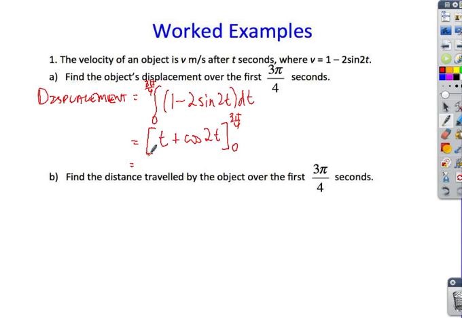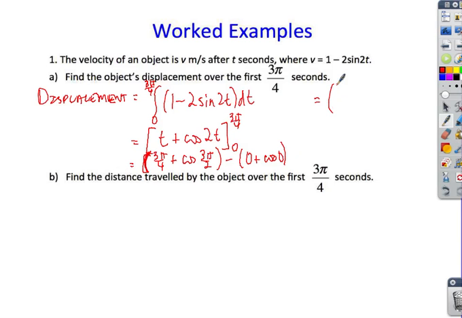So the substitution here will look like this. Substituting in 3 pi over 4 plus, when you multiply 2 times 3 pi over 4, you get 3 pi over 2, cos of 3 pi over 2 in parentheses here, minus, and now substitute in 0, so 0 plus cos of 0. And that will lead to the answer.